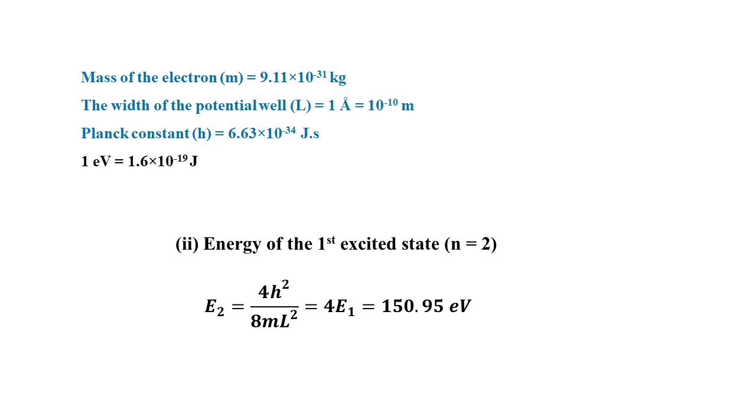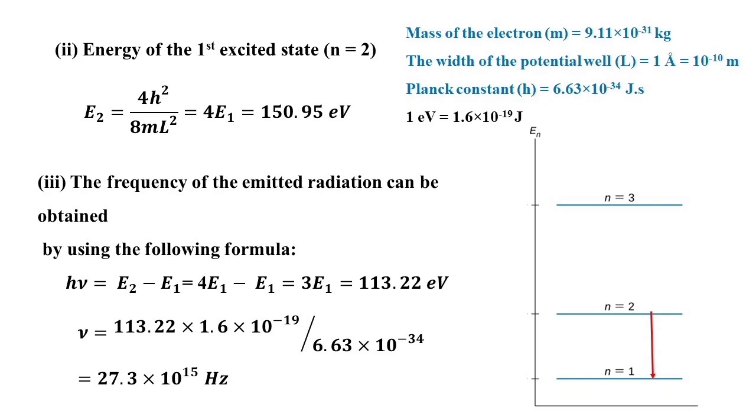So we already have calculated the value of E1. By substituting the value of E1 here, we get the energy of the second state, that is the first excited state, with n equal to 2, as 150.95 electron volt. And if we wish to obtain the value in joule, just multiply it with 1.6 × 10^-19, because we know that 1 eV is 1.6 × 10^-19 joule. So the answer will be in joule. Otherwise it is 150.95 eV. Already we have solved the first two parts of the problem.